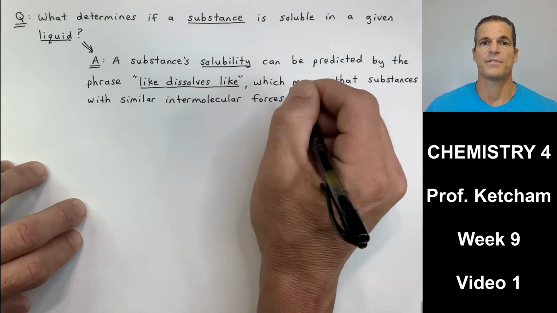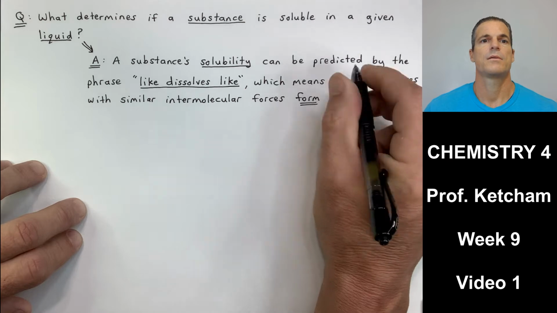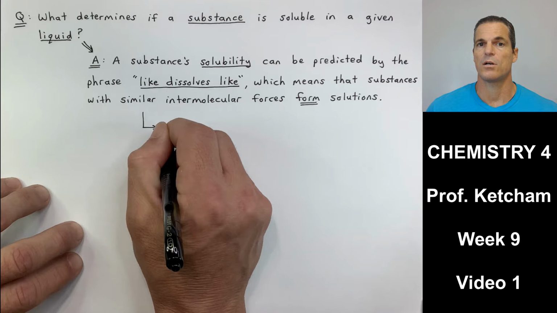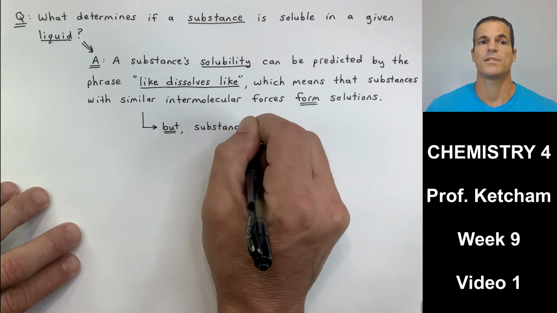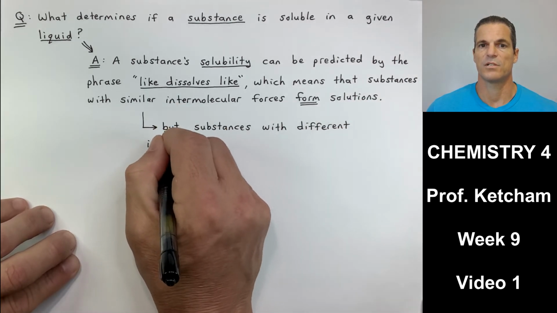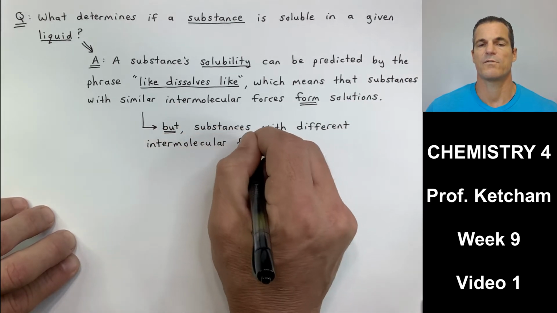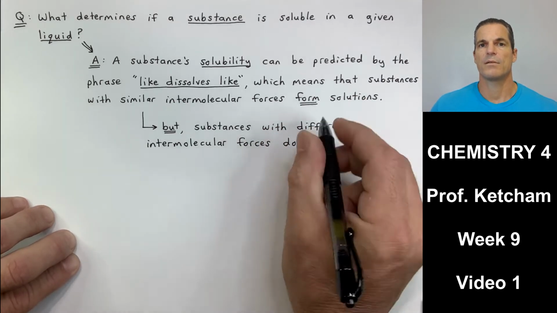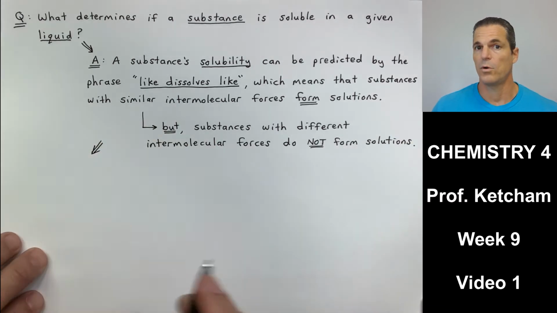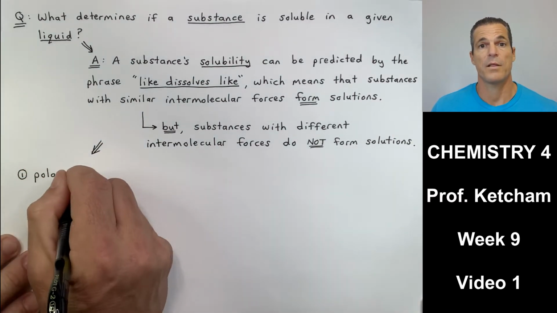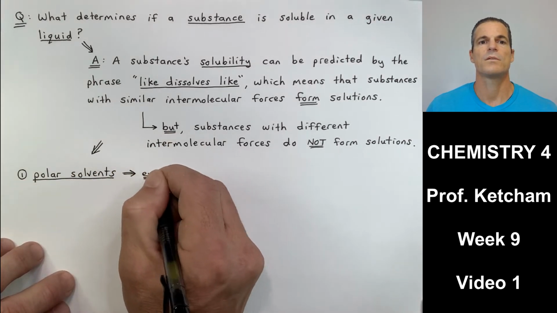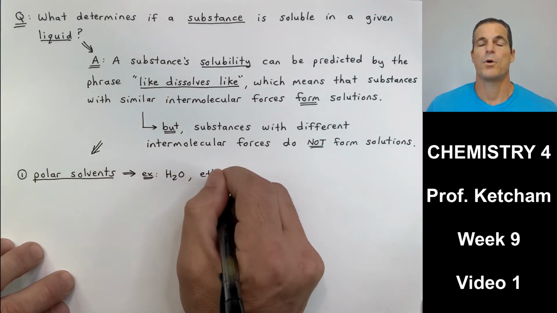All right, so let's say that again. What determines if a substance is soluble in a given liquid? Well, a substance's solubility can be predicted by the phrase like dissolves like, which means that substances with similar intermolecular forces form solutions. Now, what do I mean by similar intermolecular forces? For the extent of this video, let's just say that if a molecule is polar, it's more than likely that that polar molecule is going to interact favorably with other polar molecules.